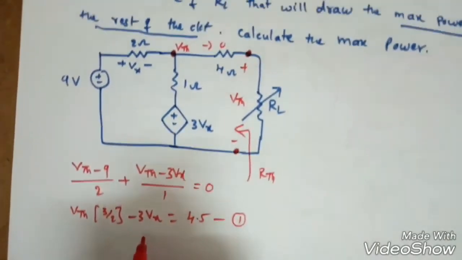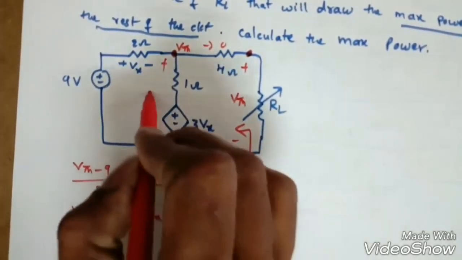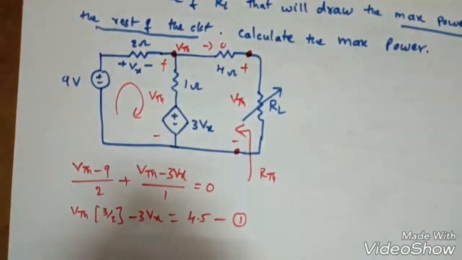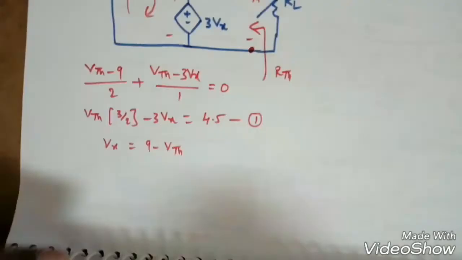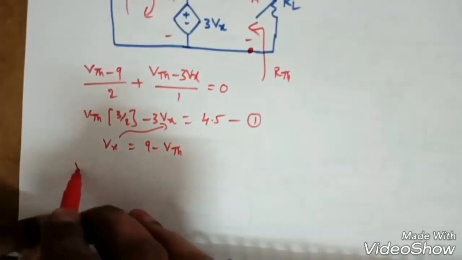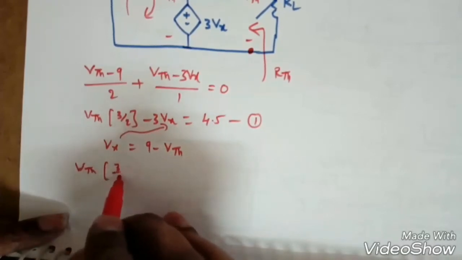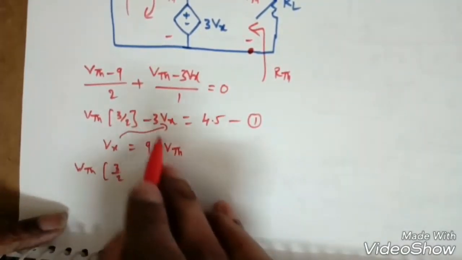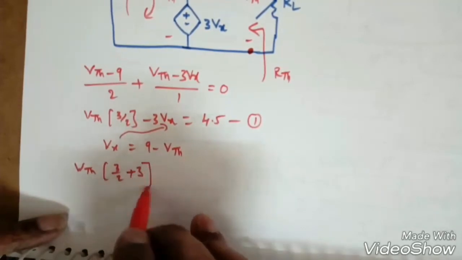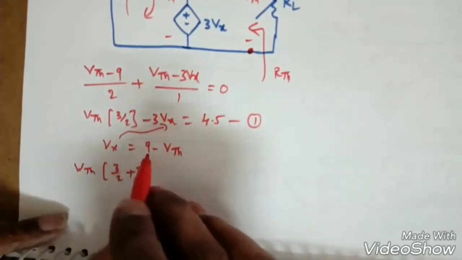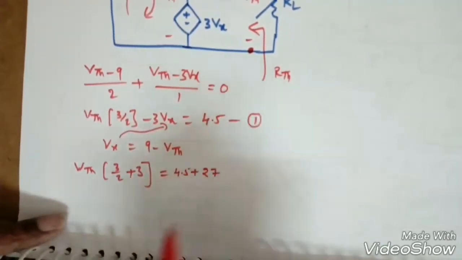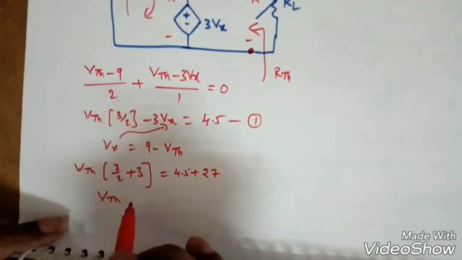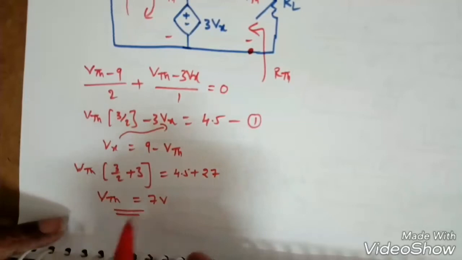But we need Vx. Now if you see here, this is the total voltage VTH, and if you apply KVL, what will I get? 9 minus VTH is nothing but Vx. So Vx is equal to 9 minus VTH. Now if I replace here and take VTH common, 3 by 2 minus half minus, so it will be plus 3, and minus 3 into 9, so 27 goes to that side: 4.5 plus 27. Now if you solve this one, we will get 7 volts as the Thevenin voltage.